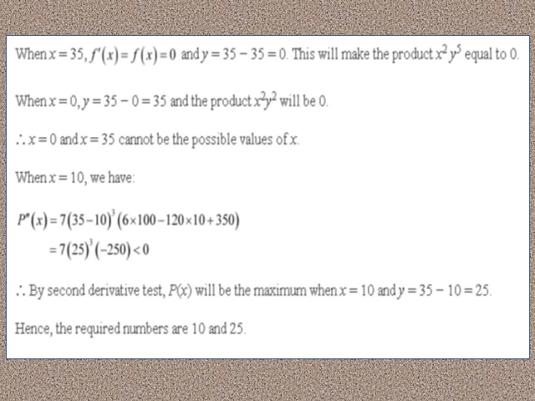So if P double dash x is less than 0, it means what? It was maximum. Remember, therefore by second derivative test, the product Px will be maximum when x equals 10. If x equals 10, y is equal to 35 minus 10, that is 25. Hence the required numbers which we needed were 10 and 25. Clear? So pause and note down the solution.